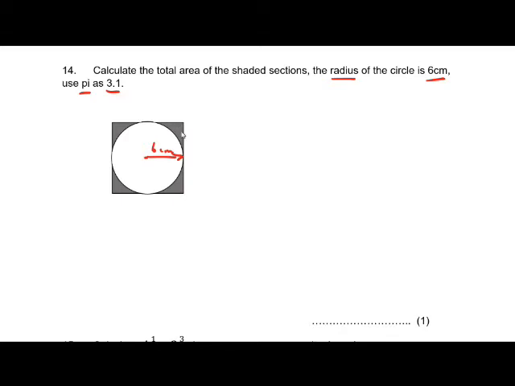Now the way to work out this grey shaded area is to work out the area of the square first and then take away the area of the circle. So our square is 12 centimeters wide from side to side, because half the distance is the radius of the circle. So the area of the whole square, because it's a square, is 12 by 12, which is 144 centimeters squared.